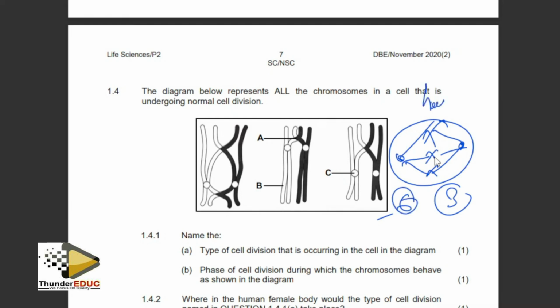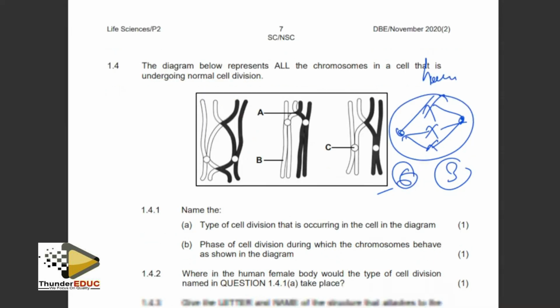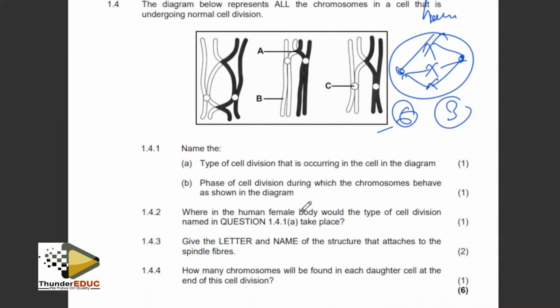I say that if they don't talk about human, forget about it. You see now? Here is the question: where in the human female body would this type of cell division take place? This is, where does meiosis take place in the female? I've answered this, and I say that it is the ovary. Give the letter name of the structure attached to the spindle fiber, which is C, and in this case it is the centromere.